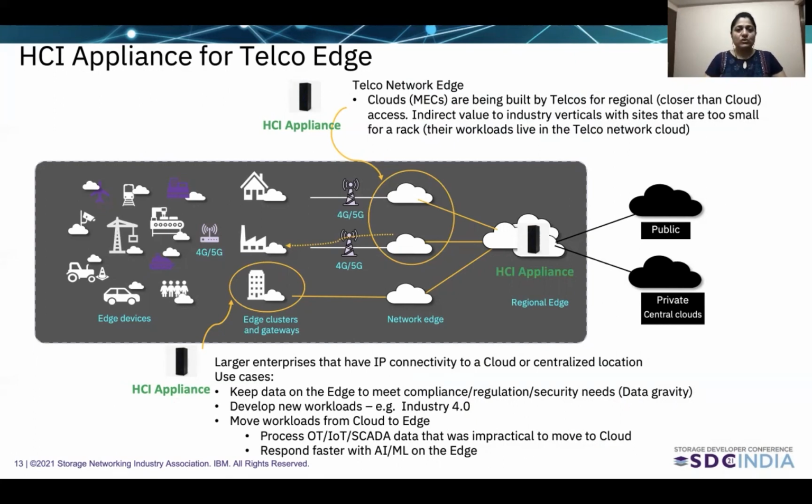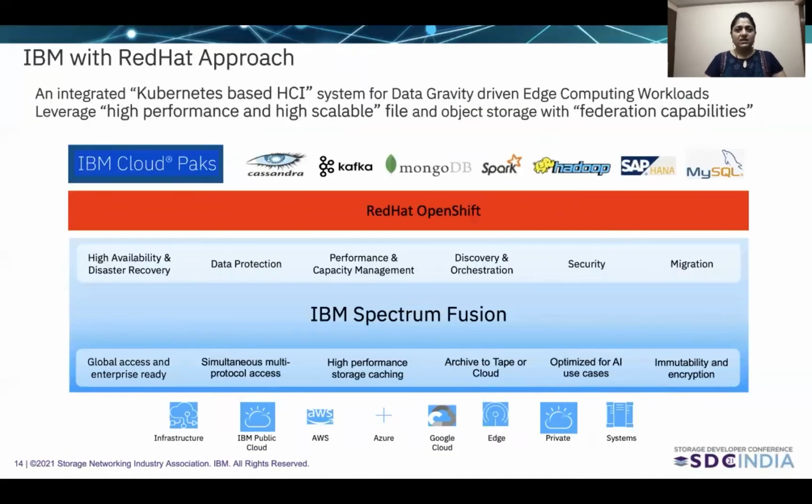HCI appliances also fit as edge clusters and gateways. Large enterprises that have IP connectivity to a cloud or centralized locations are examples of edge clusters and gateways. Some of the use cases that they enable are to keep data on the edge to meet compliance and regulations requirements, or to develop new workloads on the edge, or to move workloads from cloud to the edge.